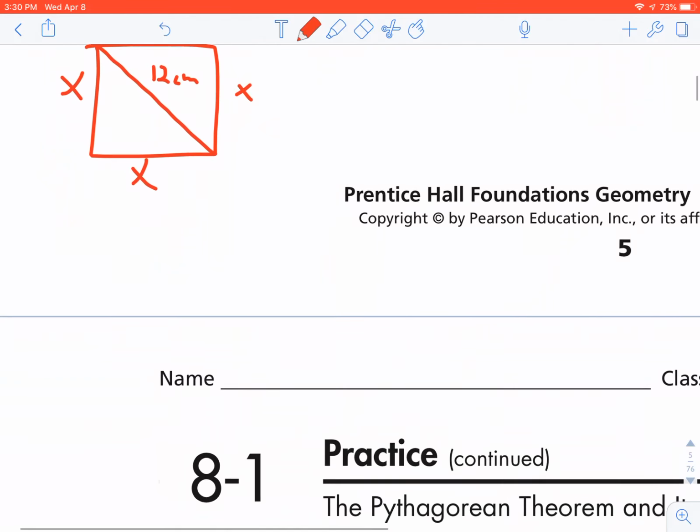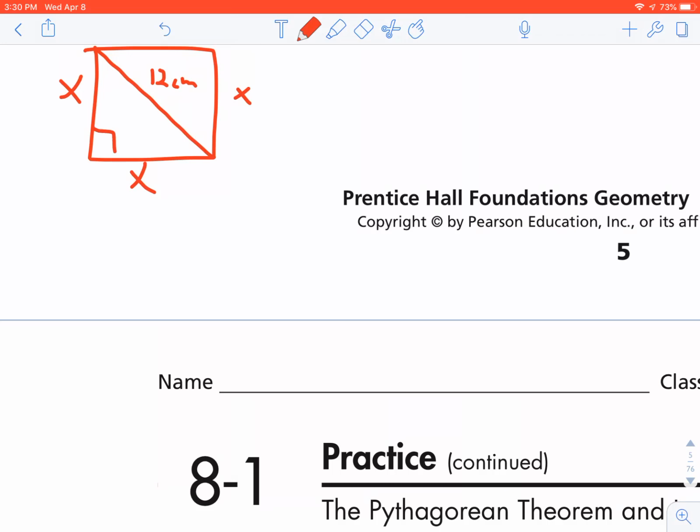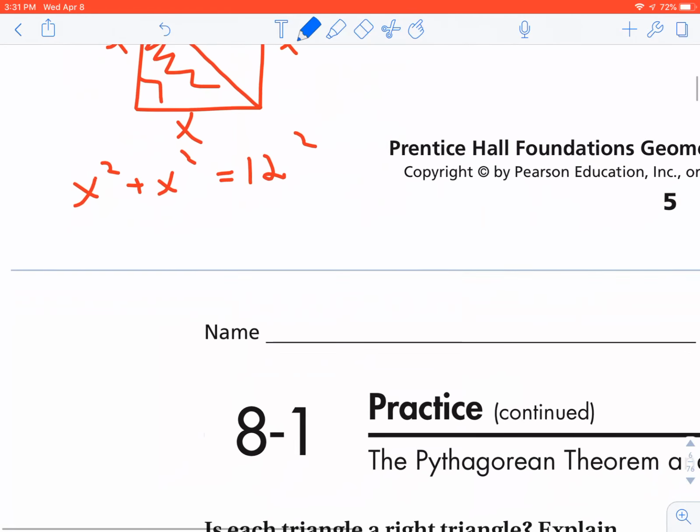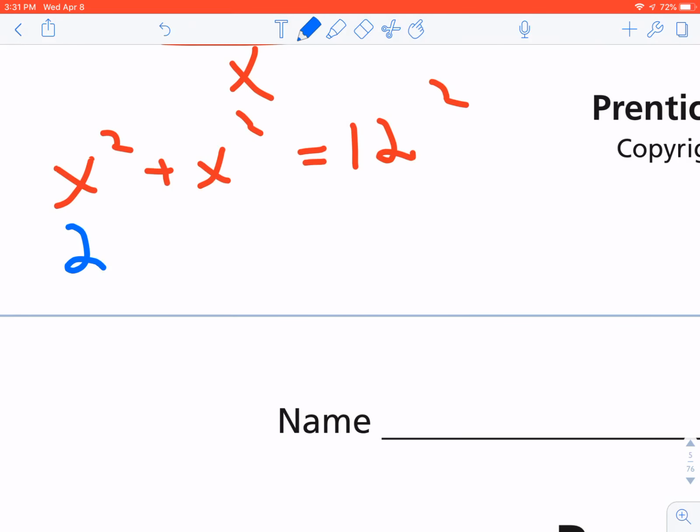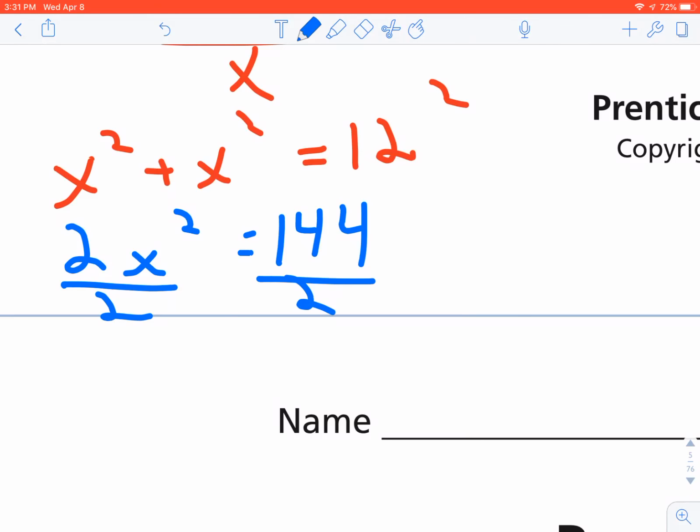So for my setup, I'm going to still use the Pythagorean theorem, and of course squares not only have congruent sides, but they also have four right angles. So I'm just going to pay attention to this triangle, okay? I'm going to take x squared plus x squared is equal to 12 squared. To solve this, you're probably looking at this like, how am I supposed to do that? Well, x squared plus x squared just gives you 2 x squareds, and 12 squared is 144. Now I divide both sides by 2, and now I know that x squared is equal to 72. Now I need to square root both sides.